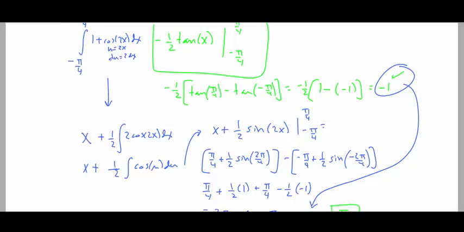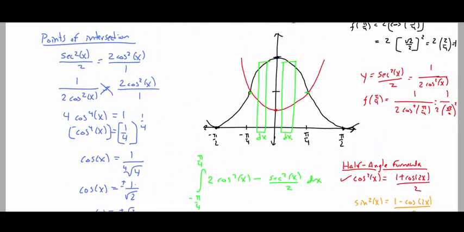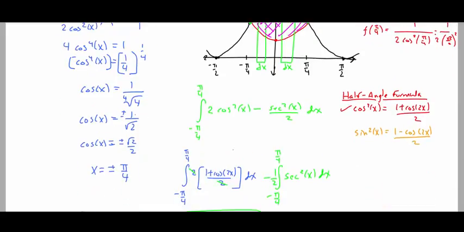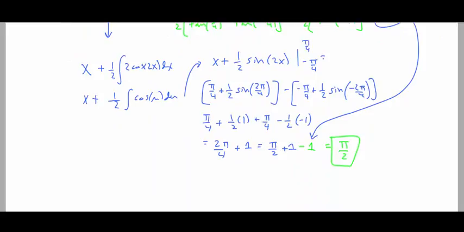So pi over 2 is the correct solution there. This is the exact area of this shaded region. It would be pi over 2. It's kind of interesting. Now we want that in exact form. We don't want that as a decimal approximation, so it's best to leave it in exact form.